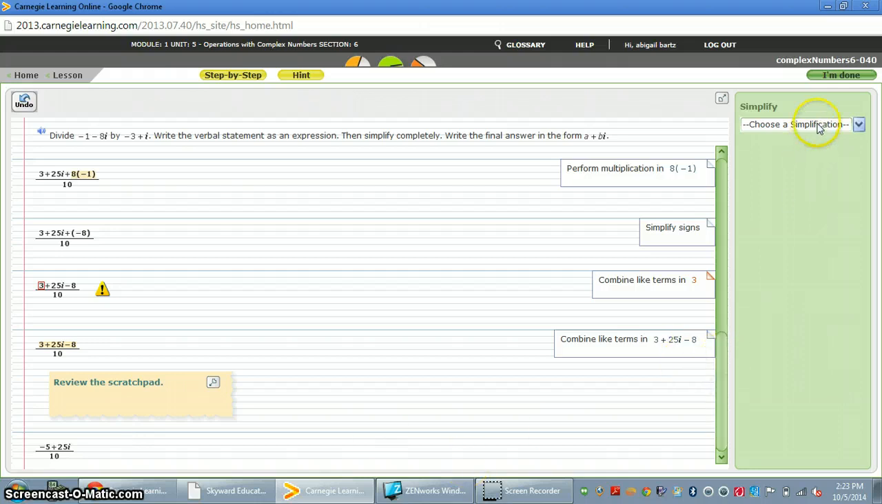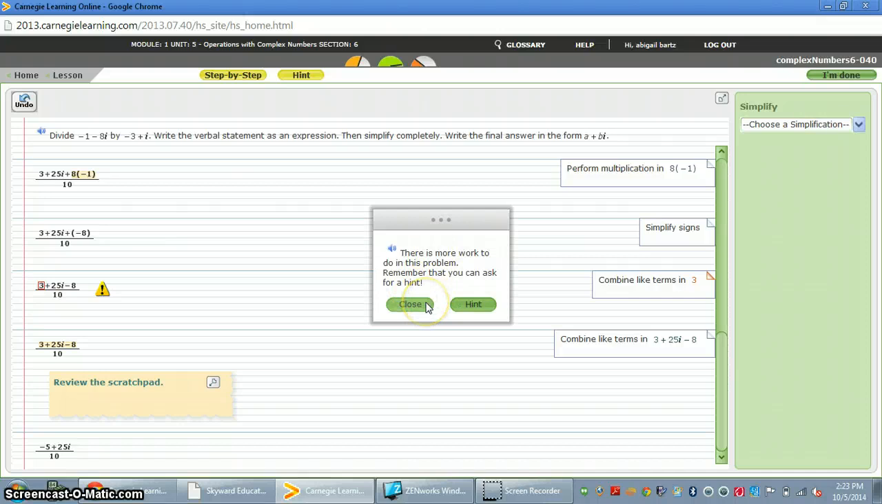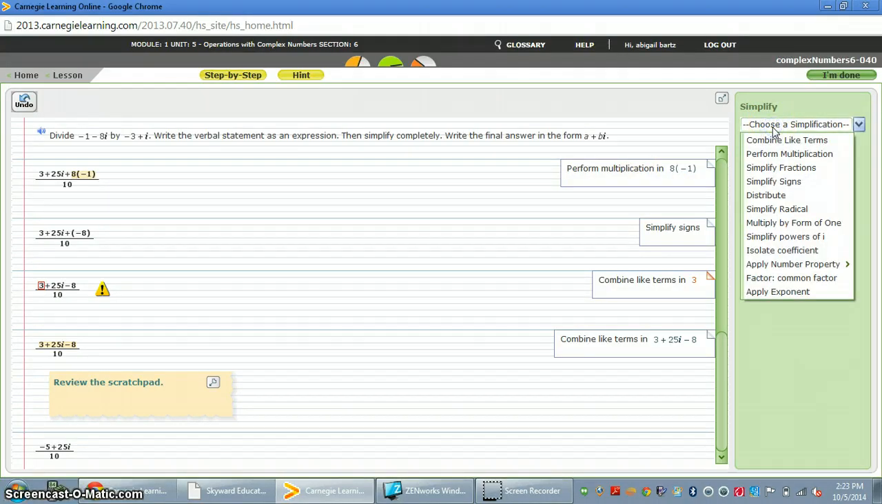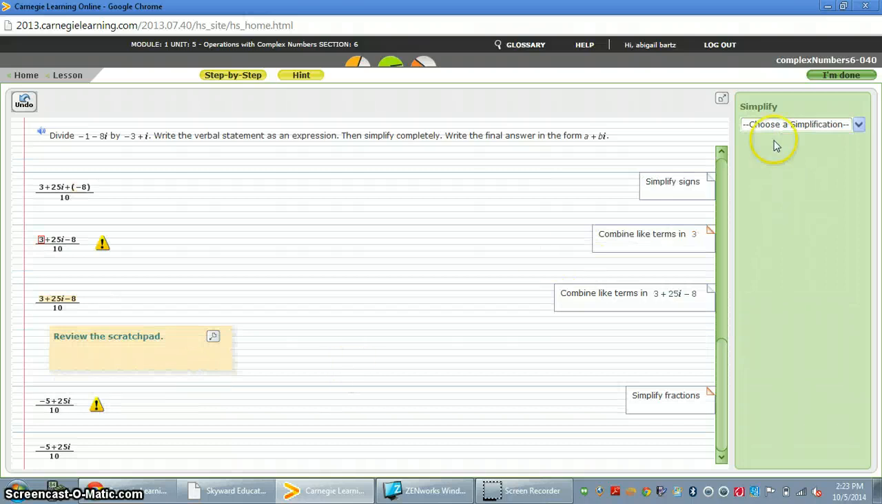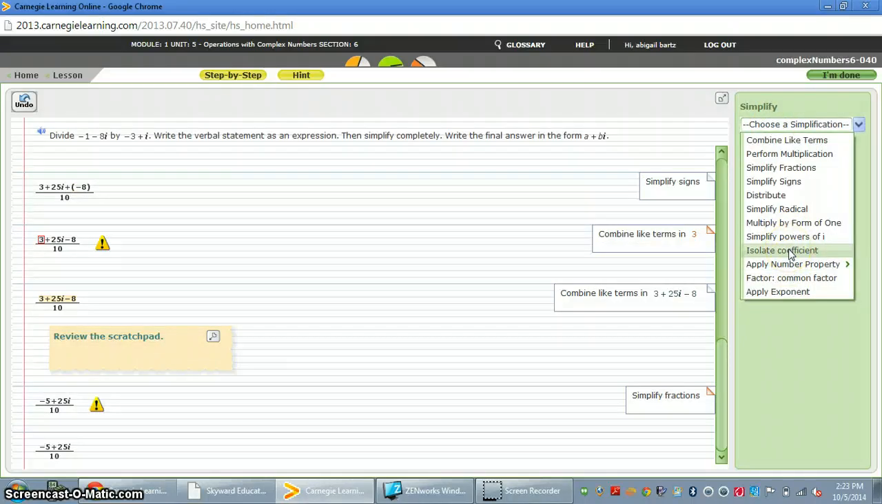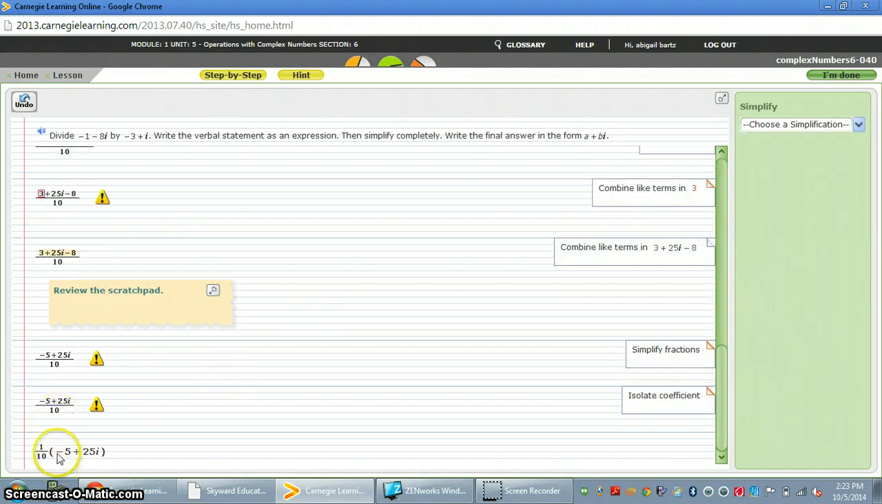From here you can try to click I'm done, but it's going to tell you there's more work to do, because you can do a few different things. You can simplify your fractions, you can separate your fractions. I'm going to see if I can simplify my fractions and see if it lets me. Nope, it doesn't let me do that because I have to simplify it first. So what I'm doing here is, because dividing by 10 is the same as multiplying by a tenth, that would be me isolating the coefficient. I could distribute it back in, just a few different ways to simplify it from here.